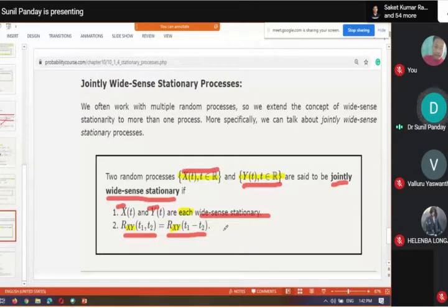So you have to satisfy two properties for wide sense stationary for x, similarly two properties for wide sense stationary for y. So 2 plus 2 and an additional 1. So you have to check 5 properties to test whether the two random processes are jointly wide sense stationary.